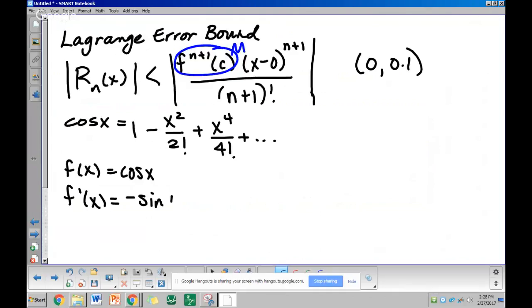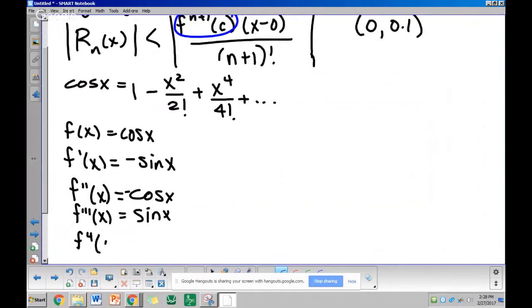Negative sine x. F double prime of x is negative cosine x. The triple prime is sine x. The fourth derivative, we're back to cosine x. Now, think about that function in its own right.